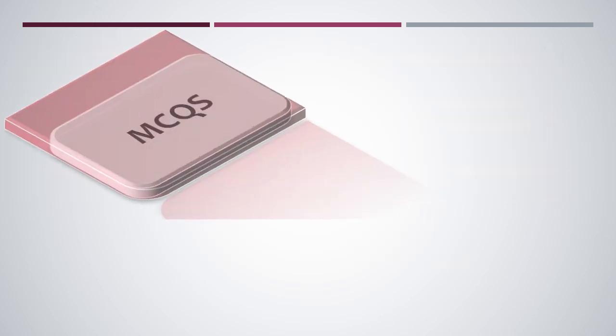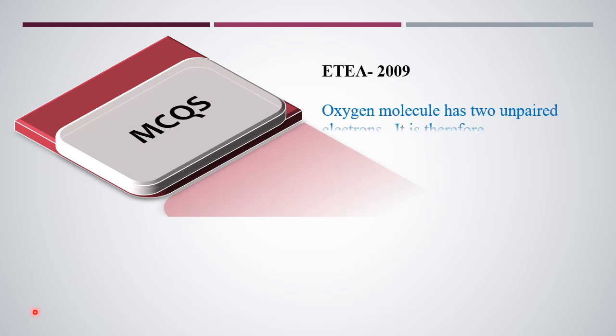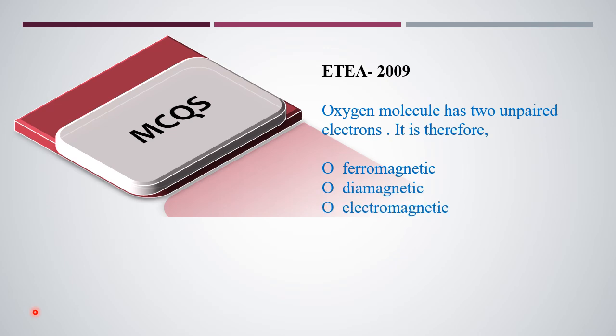Now let's try out some MCQs. The first MCQ is from ETEA 2009, and it says that the oxygen molecule has 2 unpaired electrons. It is therefore ferromagnetic, diamagnetic, electromagnetic or paramagnetic. Now, the oxygen molecule has 2 unpaired electrons, so that's why it is paramagnetic.